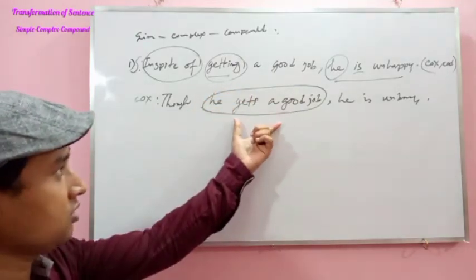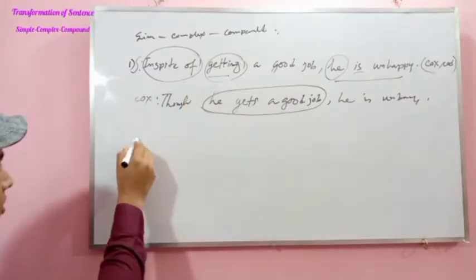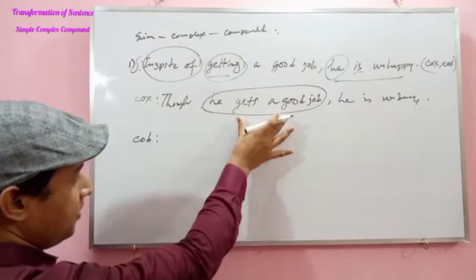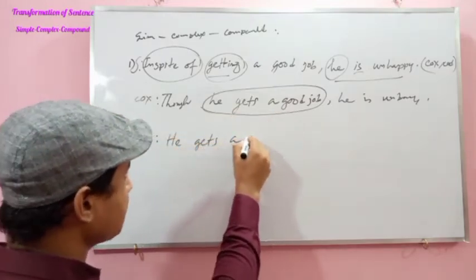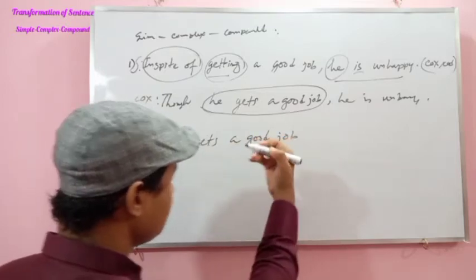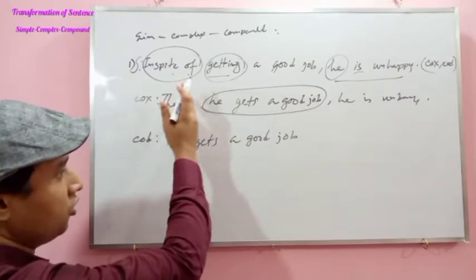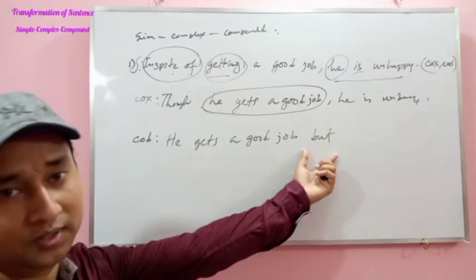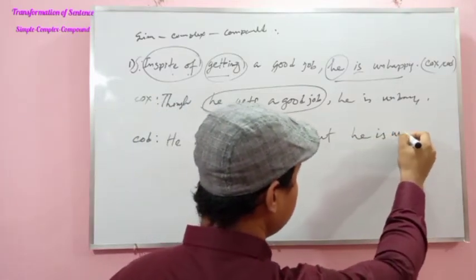I will make this clause using this part of the sentence. Okay, the compound form is this. This is the part of a clause. He gets a good job. Then when you find in spite of or despite, though or although in complex, you will give but in the middle part of the sentence. He gets a good job but he is unhappy.